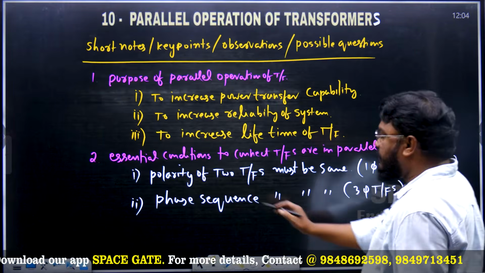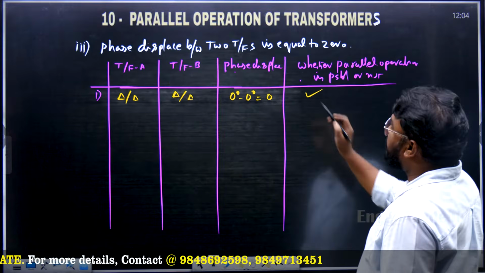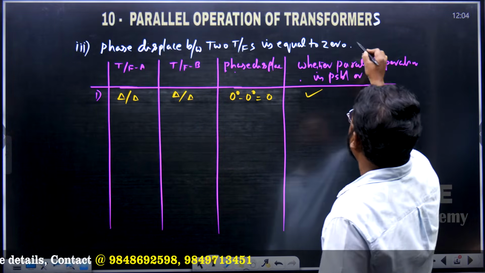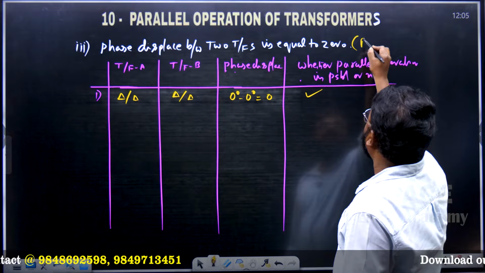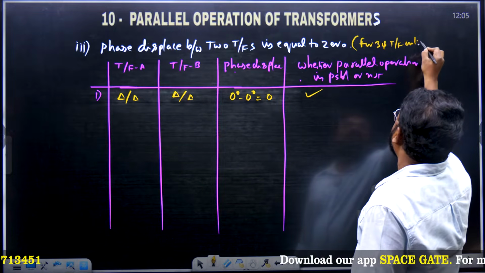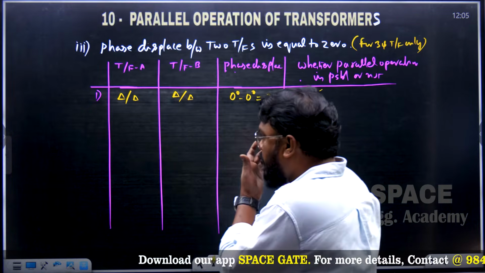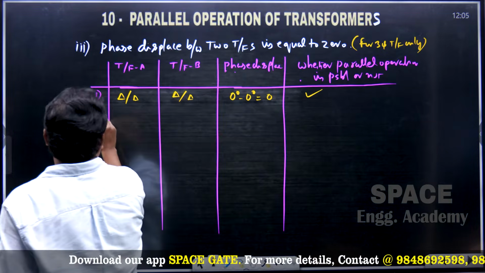And in this case I have given one more condition: the phase displacement between the 2 transformers must be equal. This is also for 3-phase transformers only. This condition is valid for 3-phase transformers only. And next, one more connection, the second one.